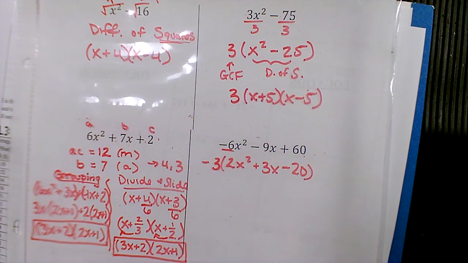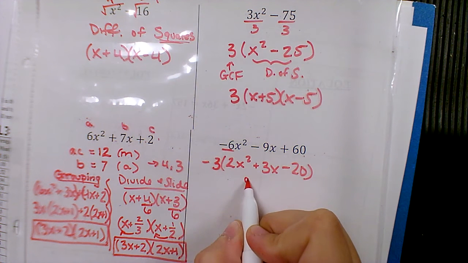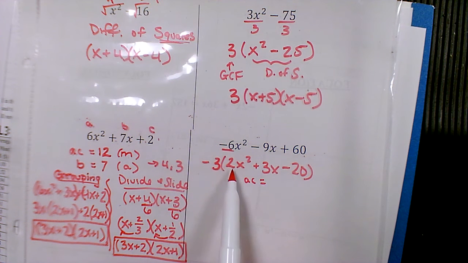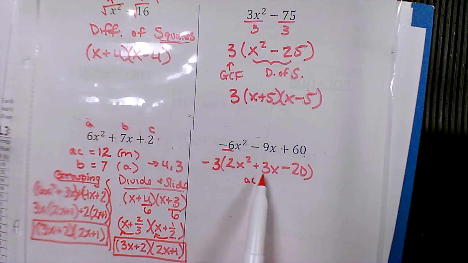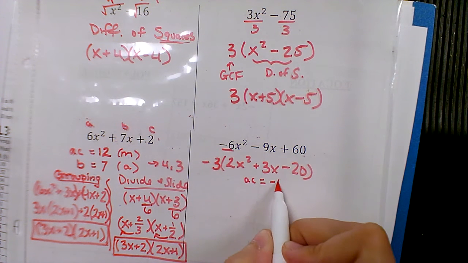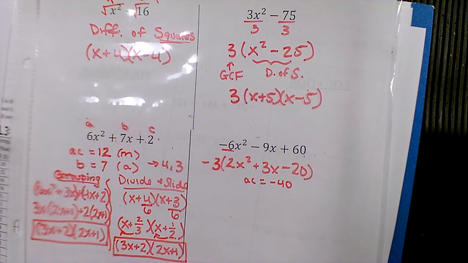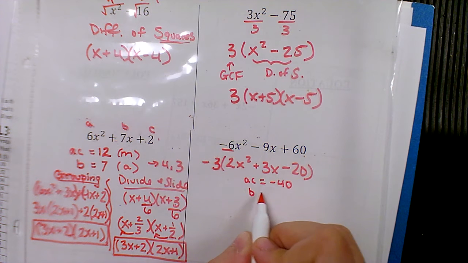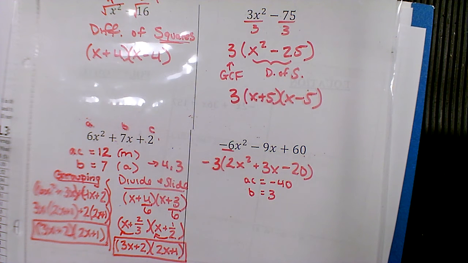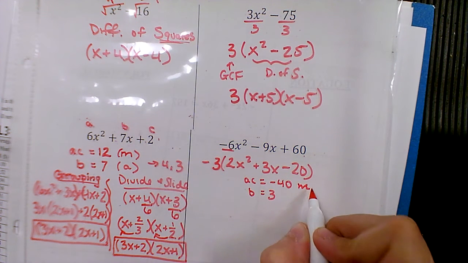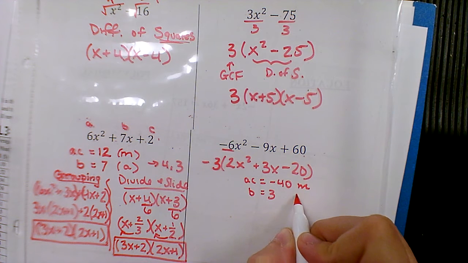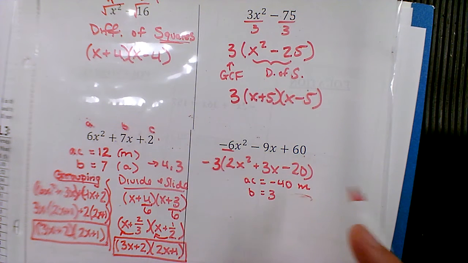Notice how this is a 2, it's not a 1, so it's definitely not the I am format. So if we were to do a times c, this time we have 2 times -20, which is -40. Isn't that a lot easier to work with than -360 that we had before? Okay, so that GCF is your friend. It's going to make your numbers easier to work with. And our b value is 3. So we got to think of 2 numbers that multiply to -40 but add to 3.